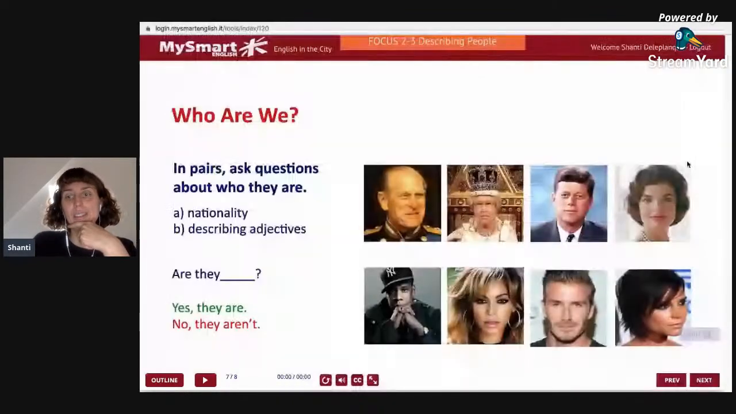So here in this picture, we have famous people. I don't know if you know them. We have the Queen of England and her husband. We have an American president.